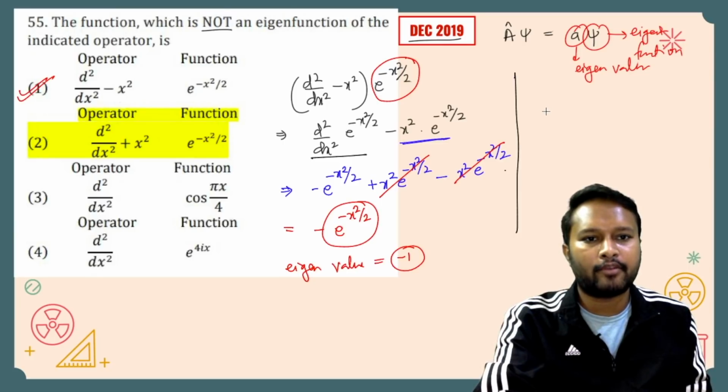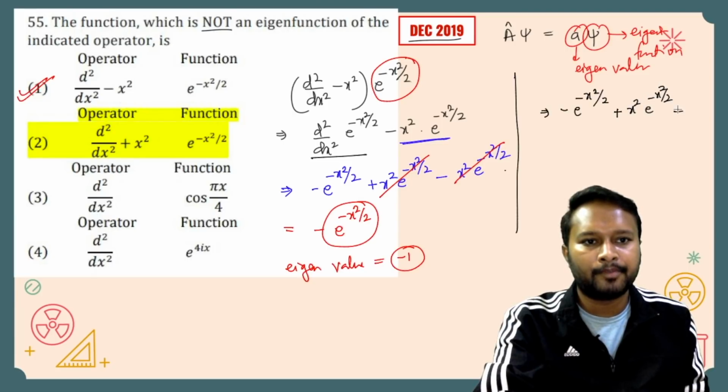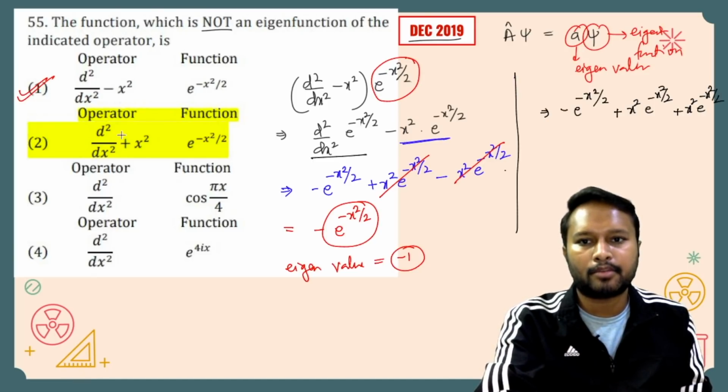So what you would have got is this, that is minus e to the power minus x square by 2 and plus 2 times x square e to the power minus x square by 2 plus x square e to the power minus x square by 2. You understood why it is? Because of the plus sign here in option number 2. I have solved option 1 here. For option 2 we have a plus sign, so that's why it is.